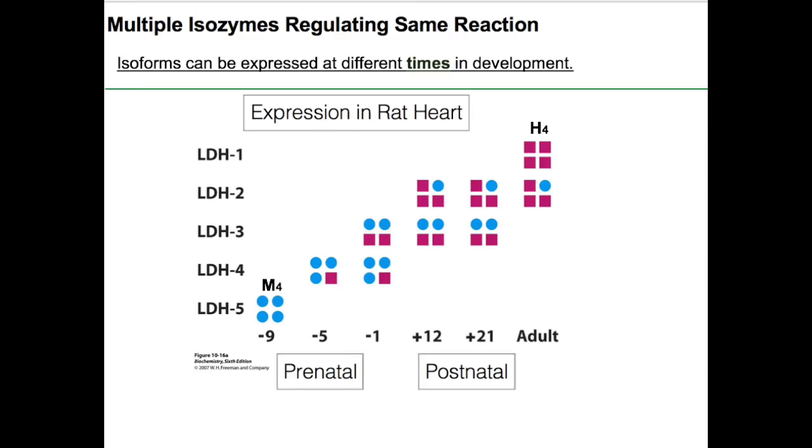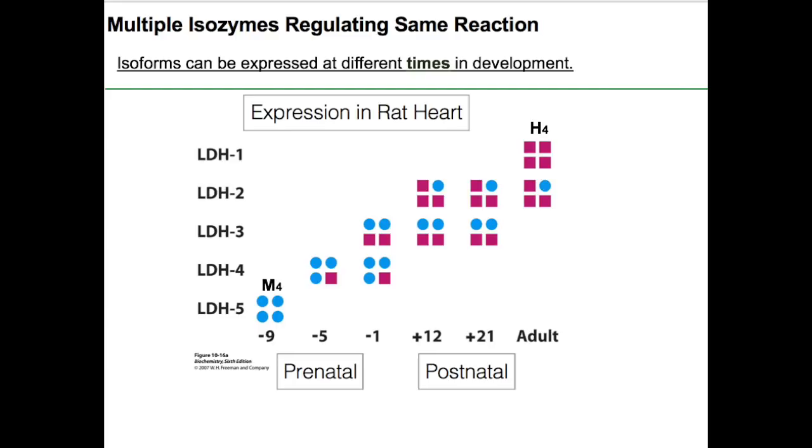Isozymes can also be differentially expressed during development. In this diagram, we also see electrophoresis, but in this case, we're looking at only one tissue type, and this is the rat heart. The difference that we see here is a difference in developmental age. Developmental state is shown on the x-axis. We see fetal expression on the left and adult expression on the right.